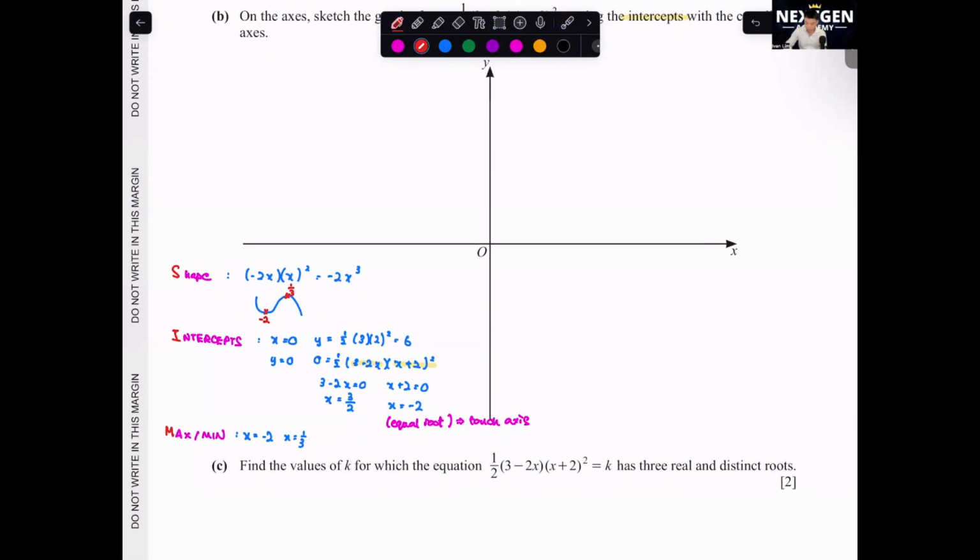Okay, I want you to observe one more thing also. This one, your intercept only got 2 times. Normally, cubic graph, you got either 1 intercept, 2 intercept, or 3 intercept. Okay, why? Because this one got one of it is an equal root. So this part here, negative 2, will touch over here.